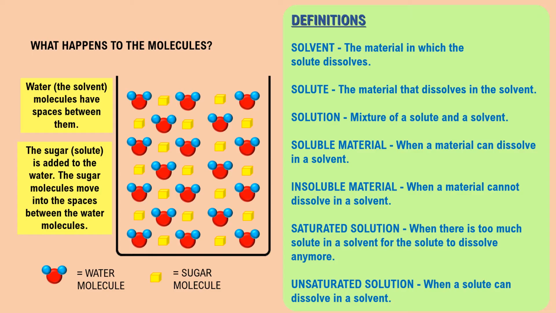A soluble material happens when a material can dissolve in a solvent. An insoluble material is when a material cannot dissolve in a solvent. A saturated solution happens when there is too much solute in a solvent for the solute to dissolve anymore. An unsaturated solution describes when a solute can dissolve in a solvent.